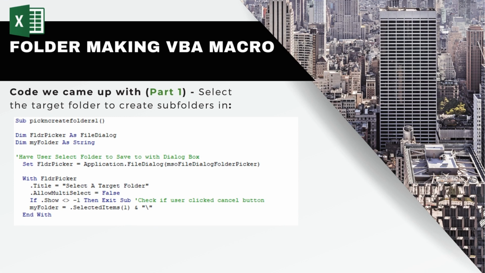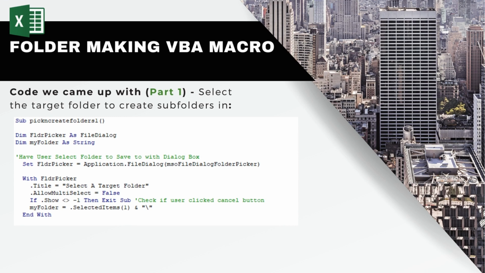With folder picker, we had to set a title for the message box and set allow multi-select to false. It made no sense to have multi-select true in this case. And then we had to go if show is one. This checks to see if the user clicked the cancel button. And then it goes my folder equals selected items. So it will read back my folder into that variable, that second variable which we declared.